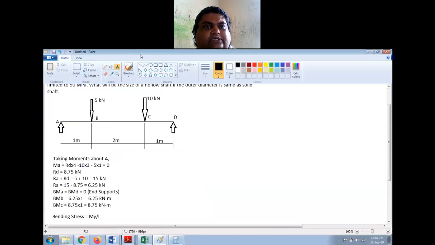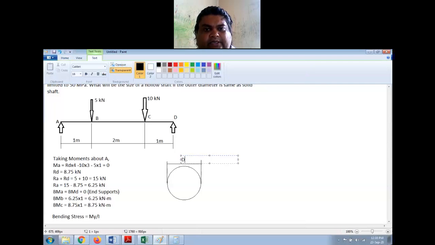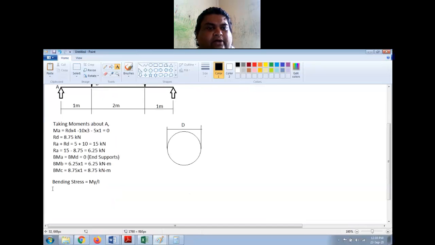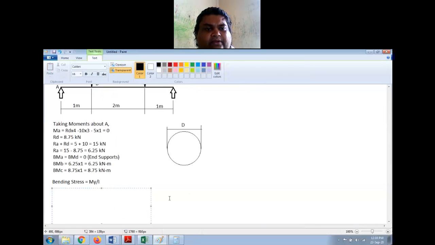Now the cross section for the first case that is given is a circular cross section, right? This is the cross section, and this diameter I'm taking as D. Okay, I'm taking this diameter as D. Now I have to first find this diameter D. So how to do this?